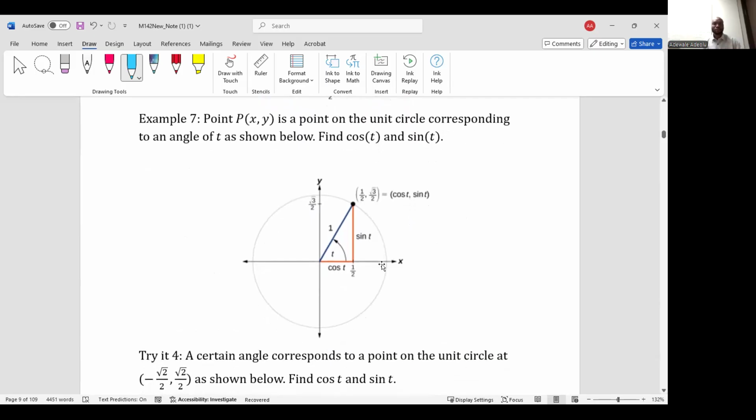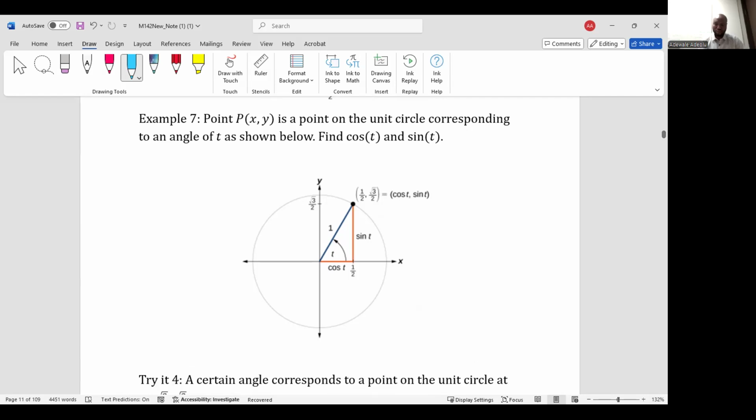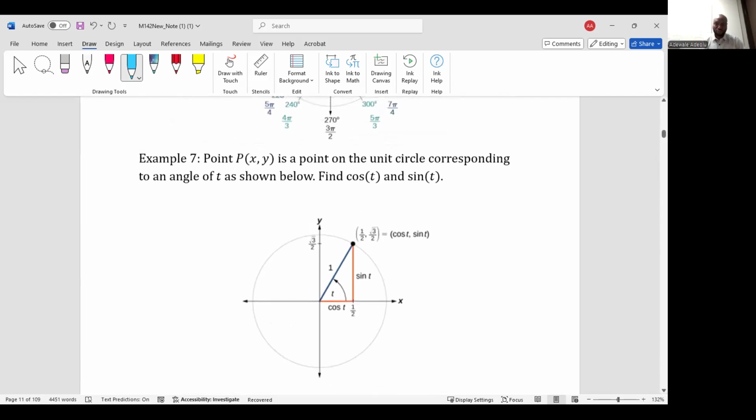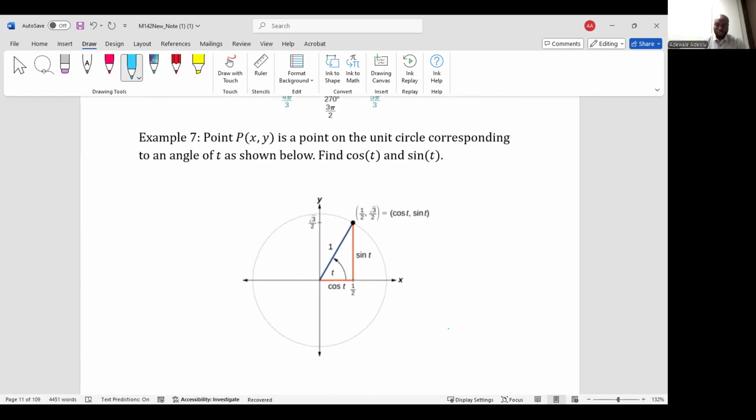So now let us look at something. Point P. We have a point P with coordinates x, y. It is a point on the unit circle corresponding to an angle of t as shown below. Okay, this is the figure. Find cosine of t and sine of t.